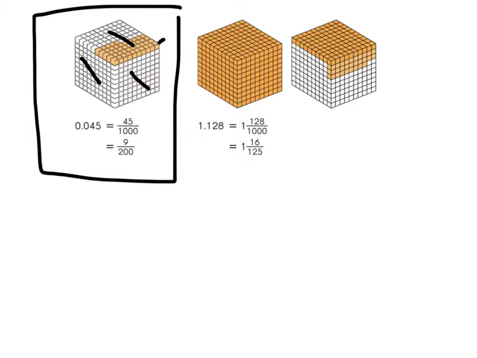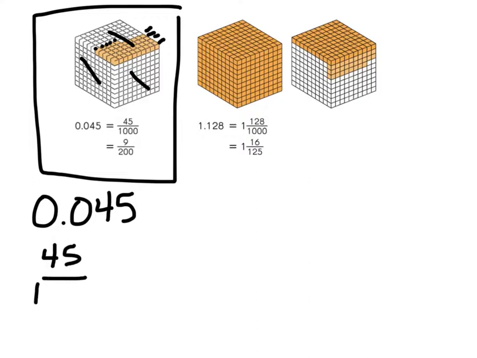So we have 1, 2, 3, 4 rows of 10, and then we have 1, 2, 3, 4, 5 individual cubes. So we have 45 cubes filled in, but that's 45 out of 1,000. So that would be 0.045 or 45 thousandths, which you could also rewrite as 45 over 1,000. We can reduce that to its simplest form by dividing both 45 and 1,000 by their greatest common factor, which is 5, giving us 9 over 200.